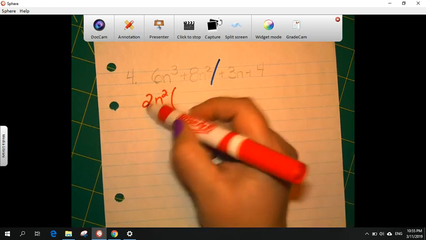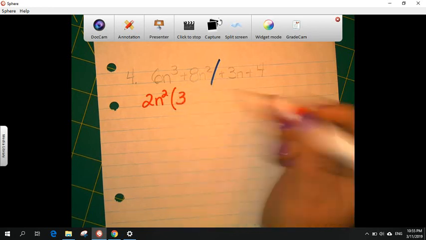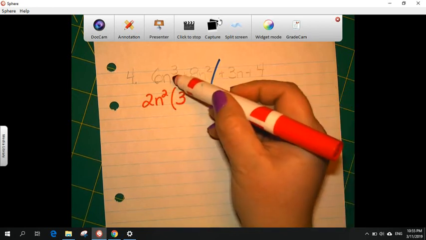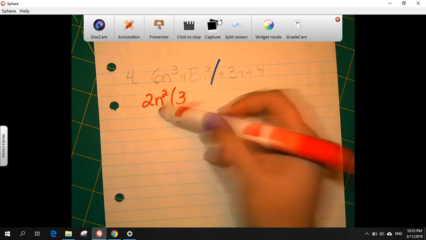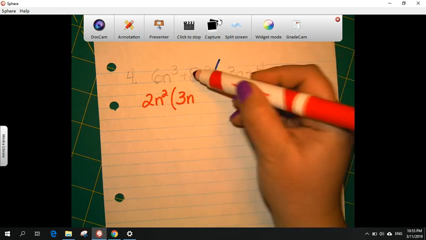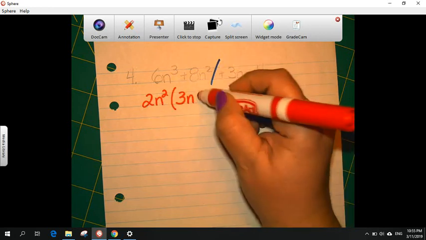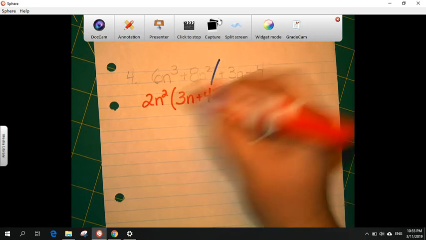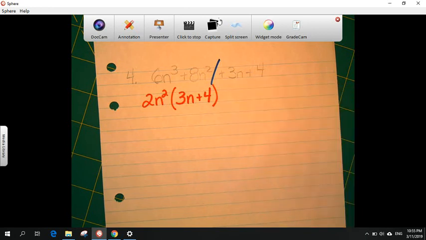6 divided by 2 is 3. I had n to the third. 2 of them came out front. That leaves a single n behind. Next term. 8 divided by 2 is a positive 4. Both of these n's are out front. Close the set of parentheses.